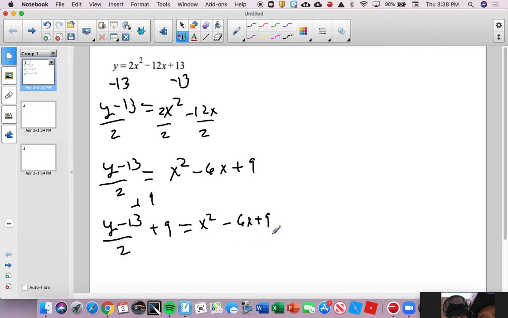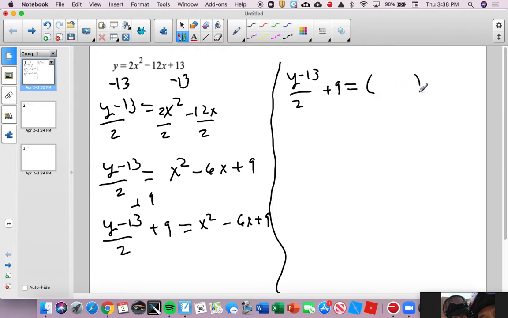Now, so that I have room, I'm just going to put a little line here, and I'm just going to write that left side down one more time, and I'm going to rewrite this as a perfect square. So it's going to be x minus 3 squared. Now I'm going to start solving for y. So I'm going to uncover all these different functions, and I'm going to start by subtracting 9 from both sides.